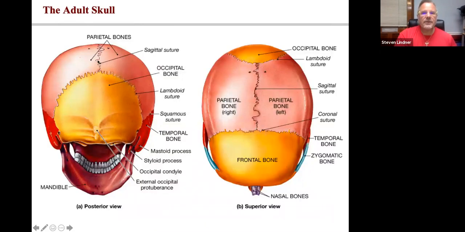Again, you can see the two parietal bones from the back. Here's the occipital bone with the lambdoidal suture. Here's your sagittal suture. Here's your frontal bone. This is the front. There's the nose, nasal bone, two parietals, and the occipital bone with the lambdoidal suture separating the two parietals from the occipital.